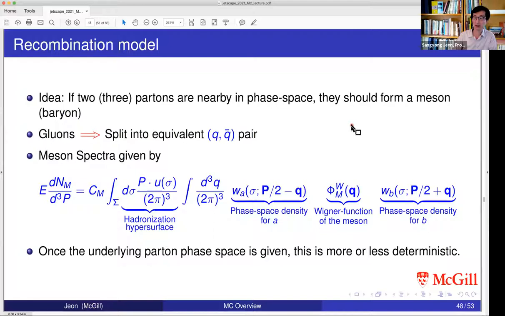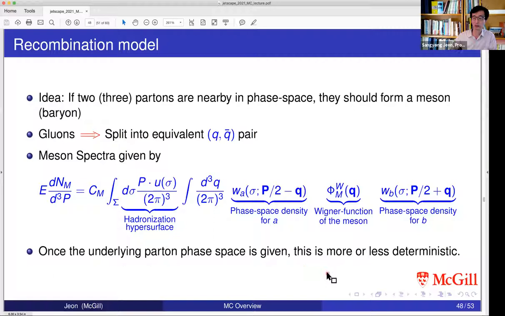In formula it's like this. Now this is not really Monte Carlo, because once you have a phase space distribution of partons, this sort of thing is more or less deterministic, because you're just asking who your neighbors are. There's nothing much random about it. Of course, there's some random element, because if some of them are too close together, you have to decide which one is a neighbor and which one is not. But it's basically deterministic.